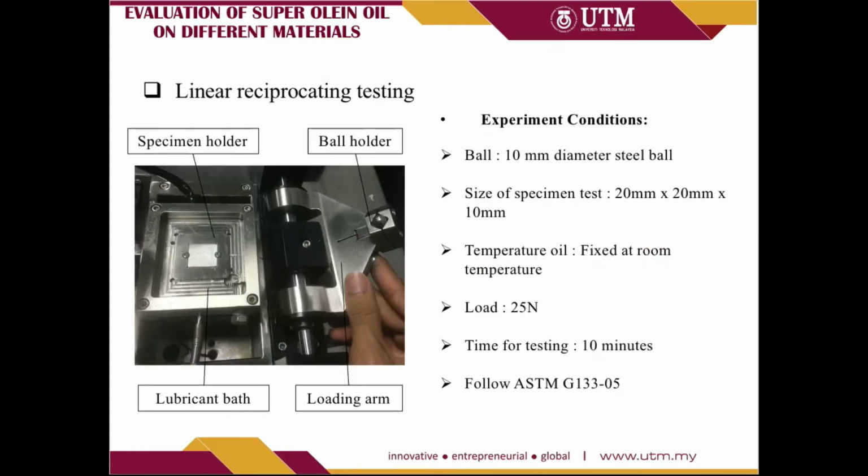After that, the linear reciprocating testing was conducted in order to determine the coefficient of friction of superolin on different materials. The conditions used for this experiment were based on ASTM standard G133-05, which is the standard test method for linearly reciprocating ball-on-flat sliding wear. All the test methods regarding wear testing and guidance for measuring and reporting friction coefficients are based on the ASTM standards. The test was run under these conditions.